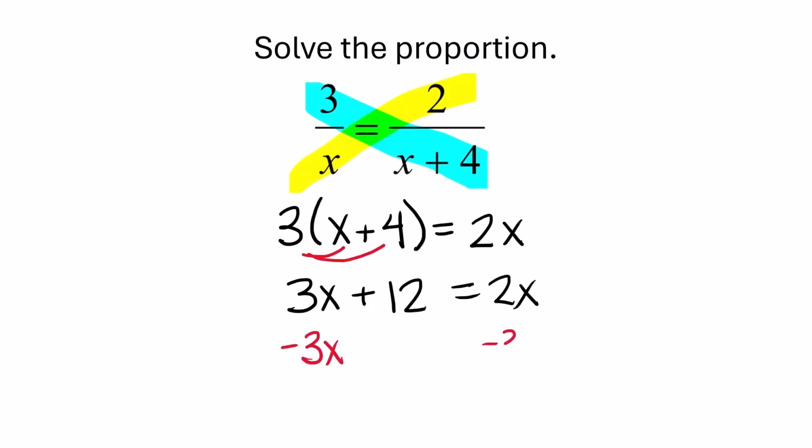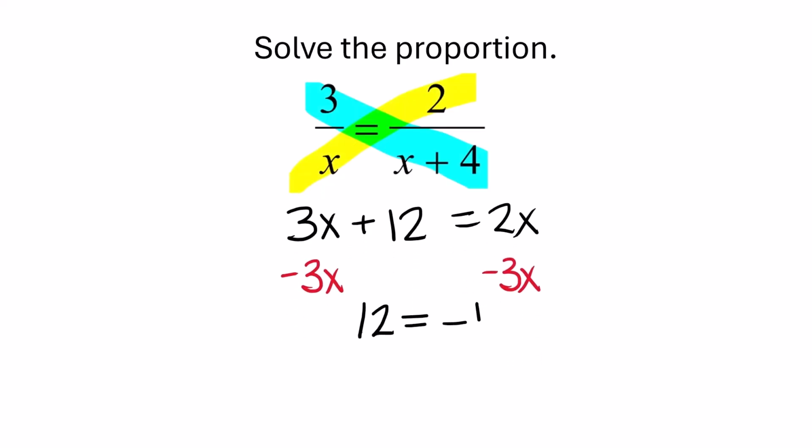Now subtract 3x from both sides. We end up with 12 equals negative 1x. Now divide everything by negative 1, and you get negative 12 equals x. That is the correct answer.